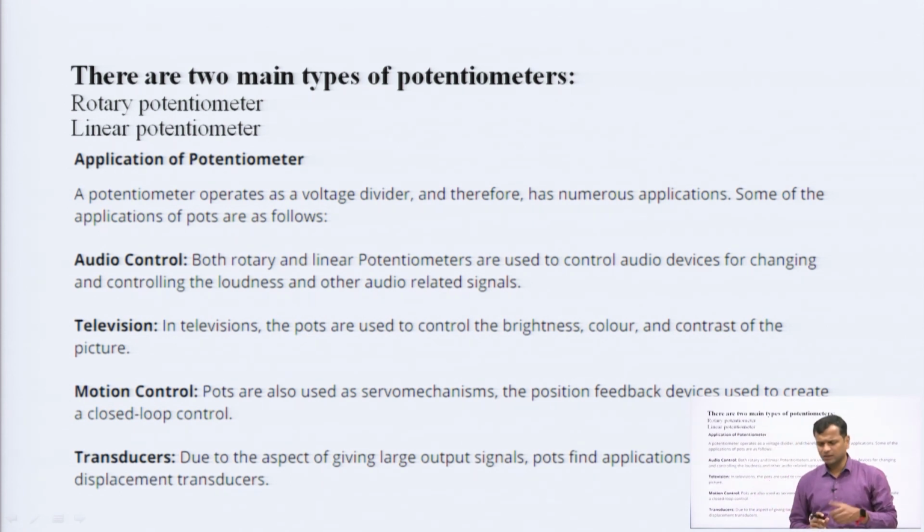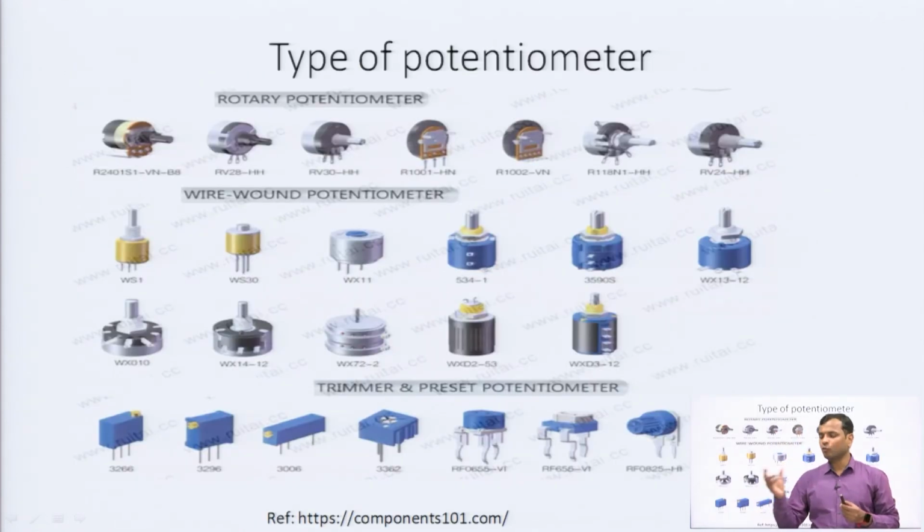So, there are various types of potentiometer like the rotary potentiometer or the linear potentiometer. The linear potentiometer is used to measure the linear displacement, the rotary potentiometer is used to measure the rotary displacement, and also there are various applications of the potentiometer: it can be used in audio control, television, motion control, or as a transducer, for example for displacement measurement. So, these are certain applications of the potentiometer.